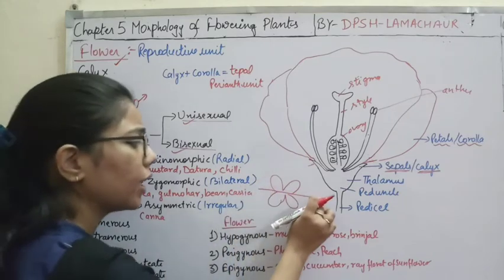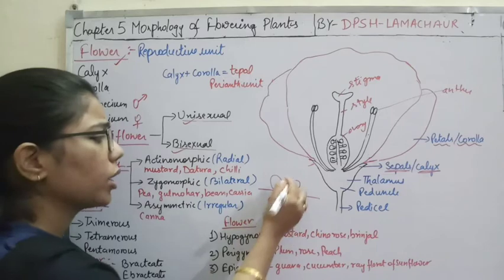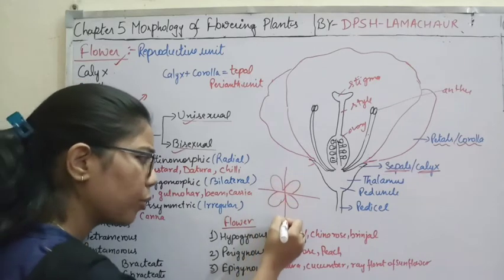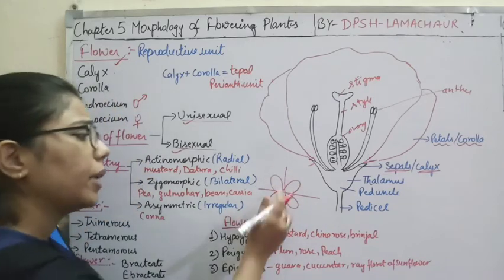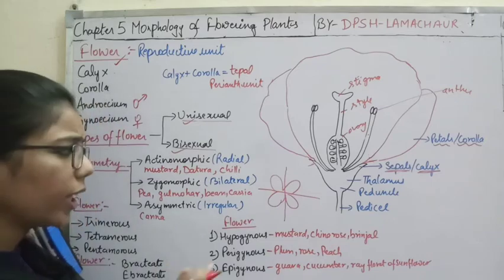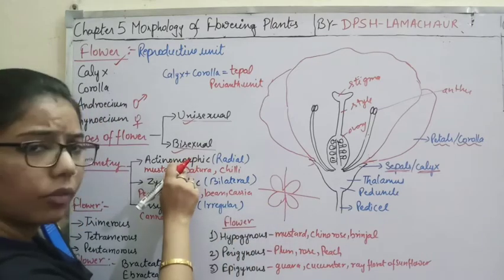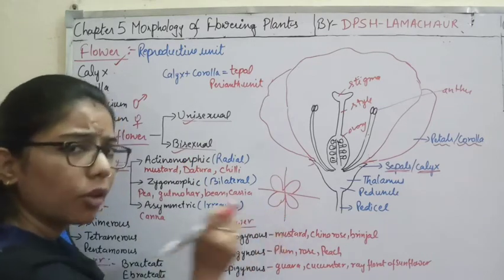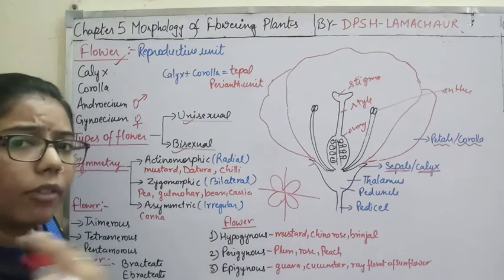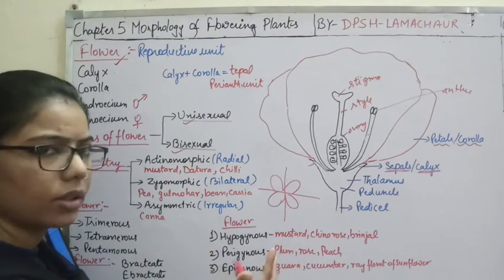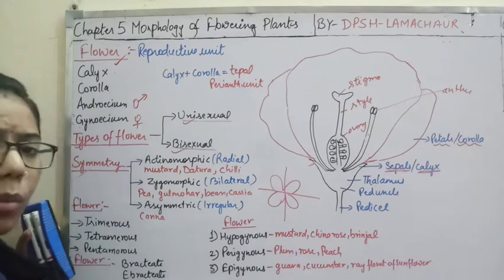If we cut by this plane, it will still divide into two equal parts. If we cut by this other plane, it will also divide into two parts. So what type of symmetry is it? Actinomorphic, in which we can cut from any plane and it will divide into two equal halves. So this is actinomorphic.